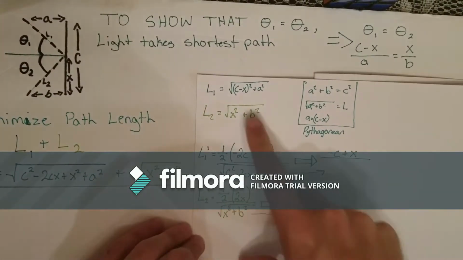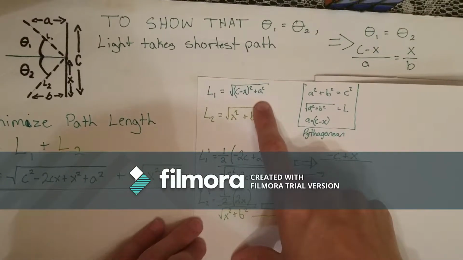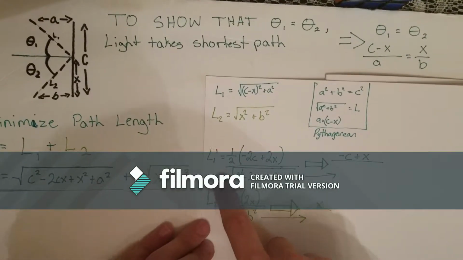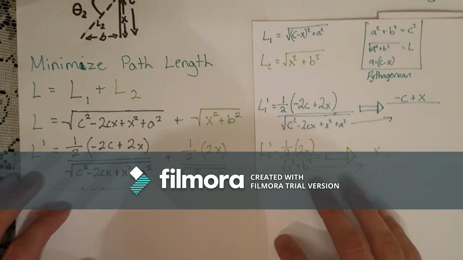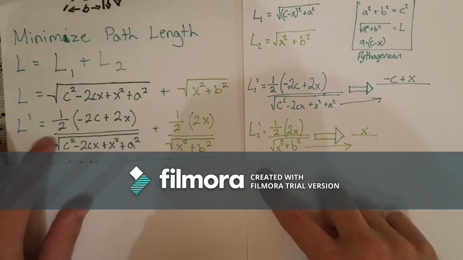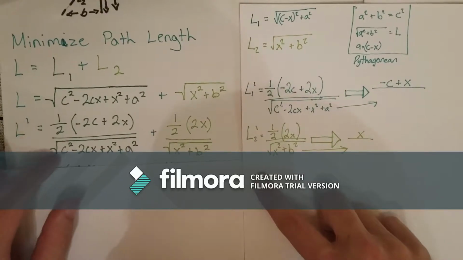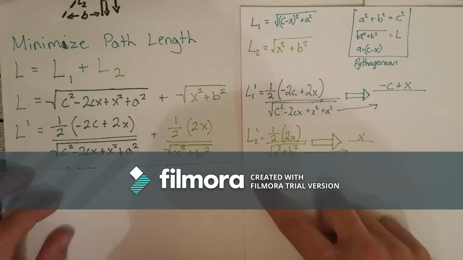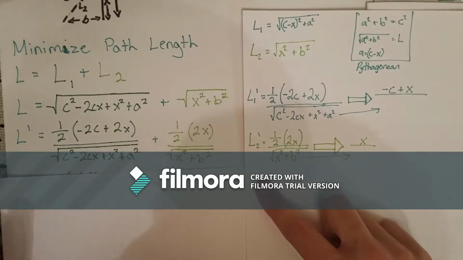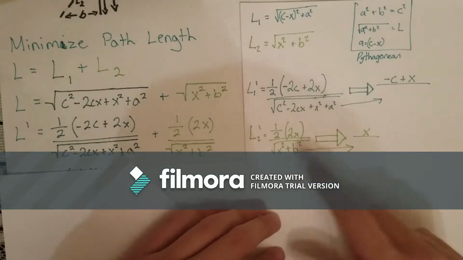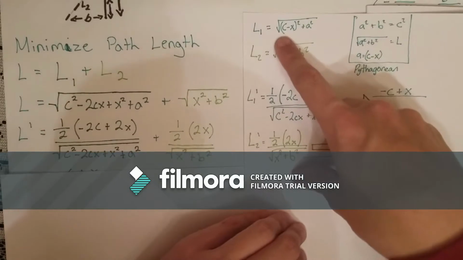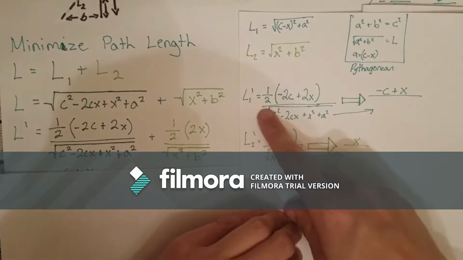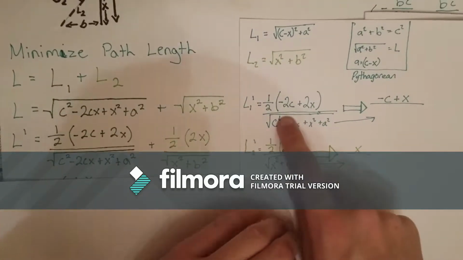Now that we have this equation for length 1, we have to find the derivative of the length equation. So the derivative is 1/2 times parentheses negative 2c plus 2x all over the square root of c squared, and so on. Basically how we got this is that the 1/2 comes forward from the square root, as you see right here.